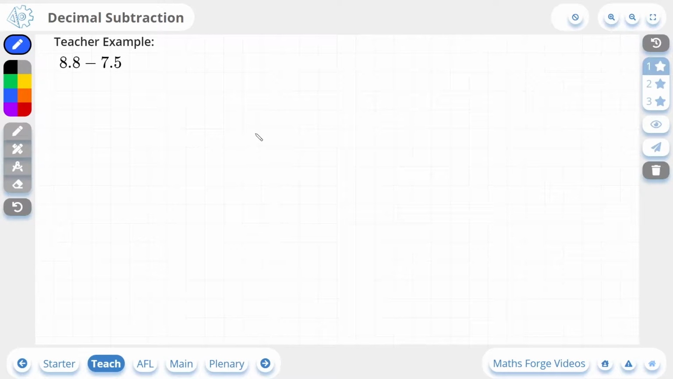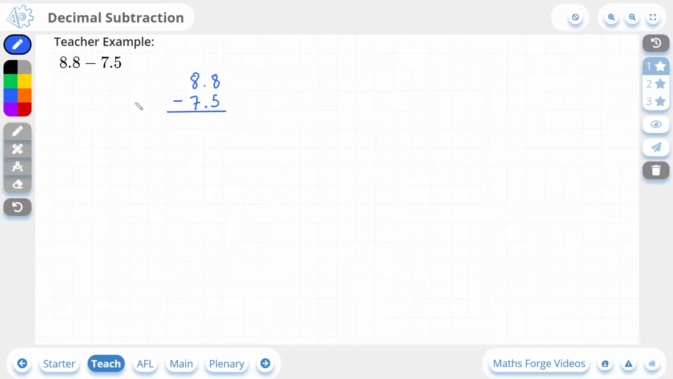In today's lesson, we're going to be doing decimal subtraction. So let's get started with a one-star example. We've got 8.8 subtract 7.5. Notice how I place the units over the units and the tenths over the tenths.